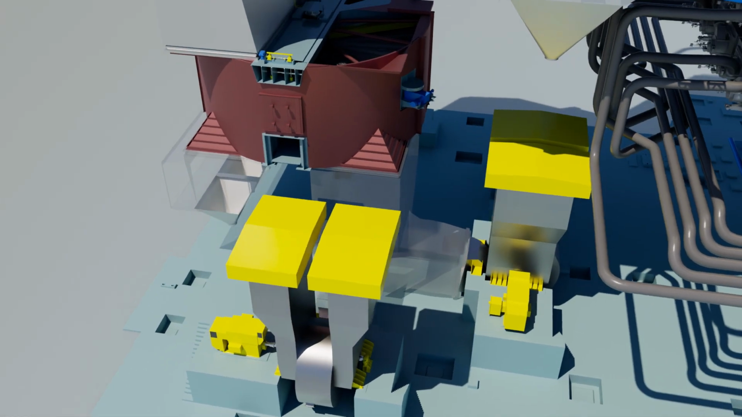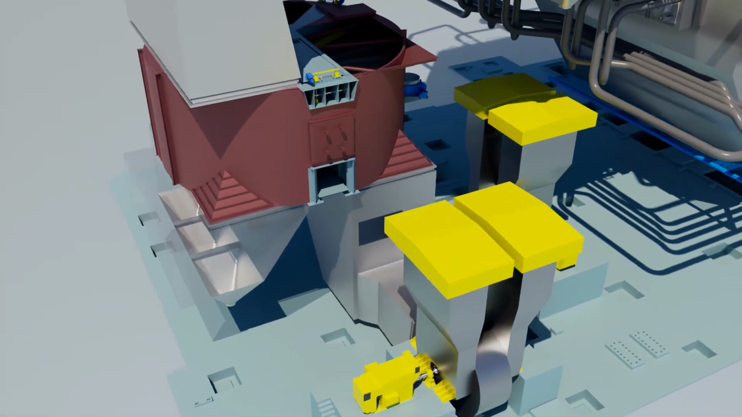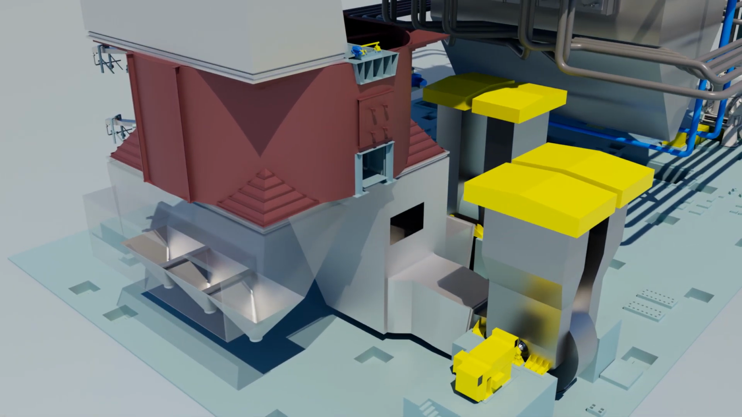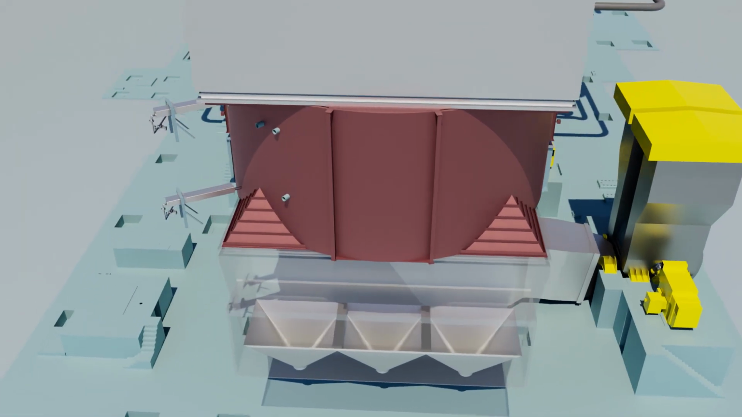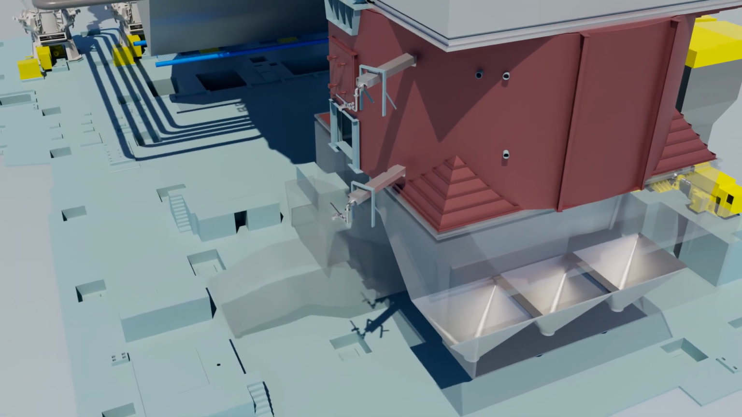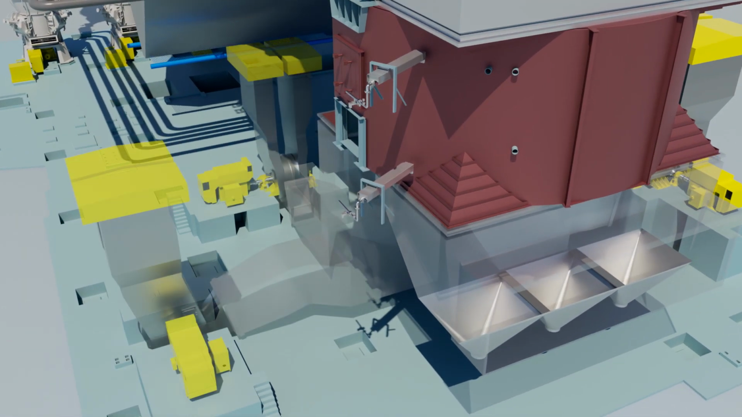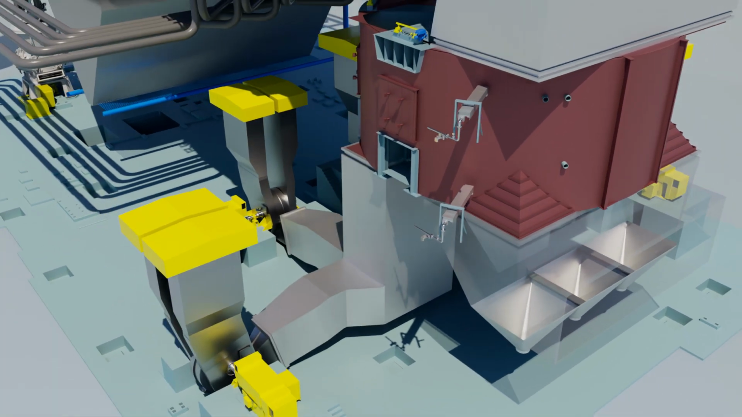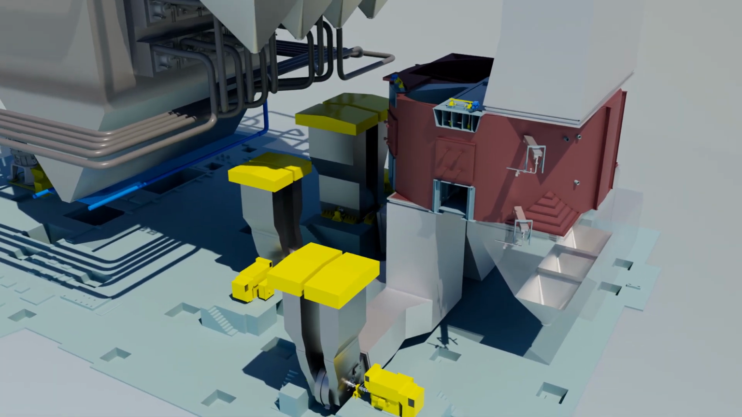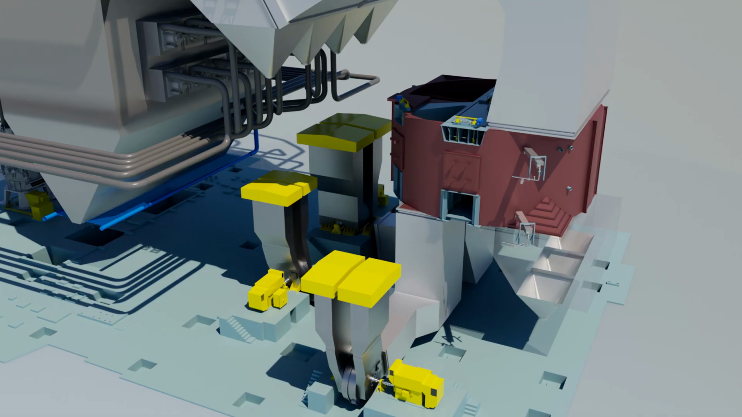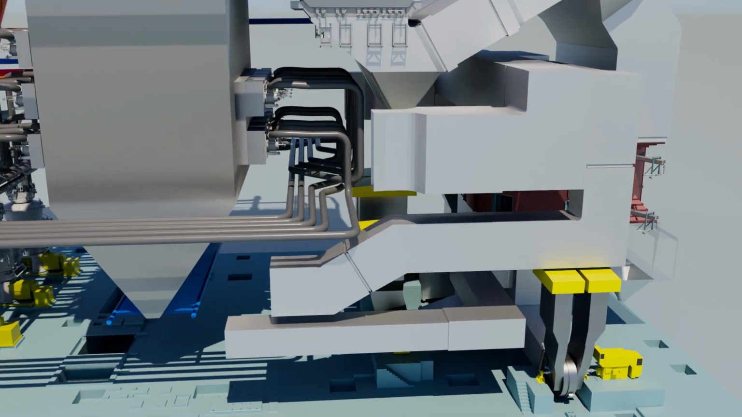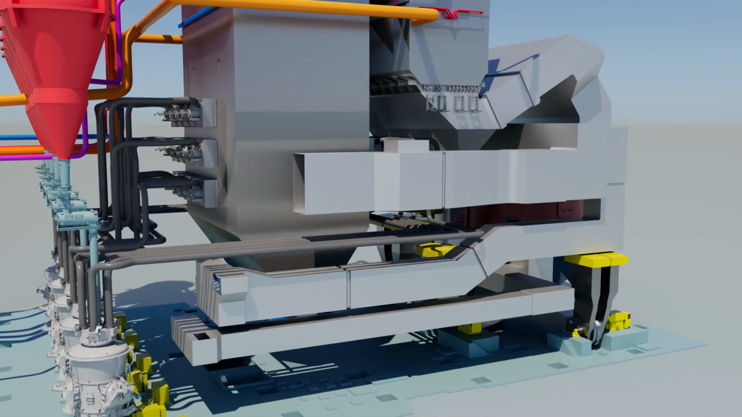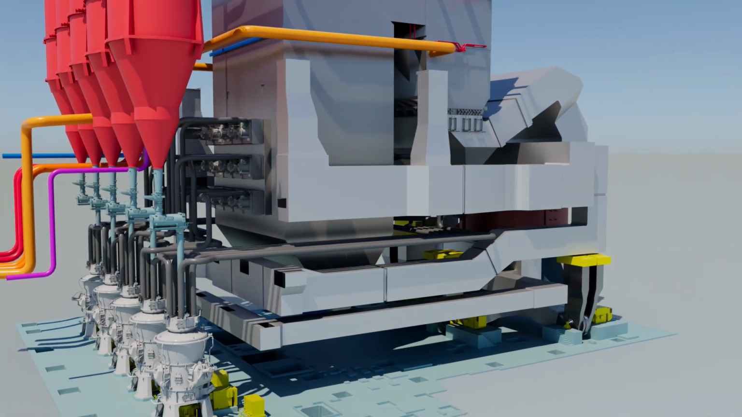2 forced draft fans with 50% capacity are provided to the secondary air system. The secondary air system provides hot air for combustion to the furnace. The primary air fans with 50% capacity are applied to the primary air system. From the discharge of primary air fans, the air flows through air preheater and into pulverizers.